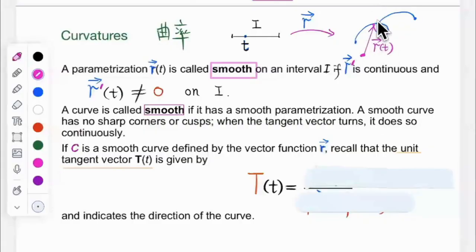So if you're looking at the space curve over here, then this curve is smooth. Basically, we should have no sharp corners or cusps. Okay, so very nice and smooth. And when the tangent vector turns, it does so continuously. Remember, the tangent vector corresponds to R prime, so it should be continuous. So here's an example of a smooth curve.